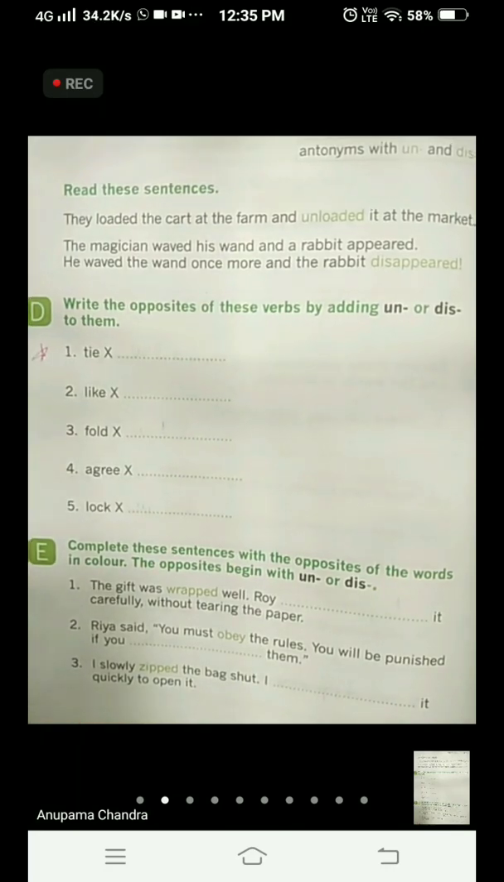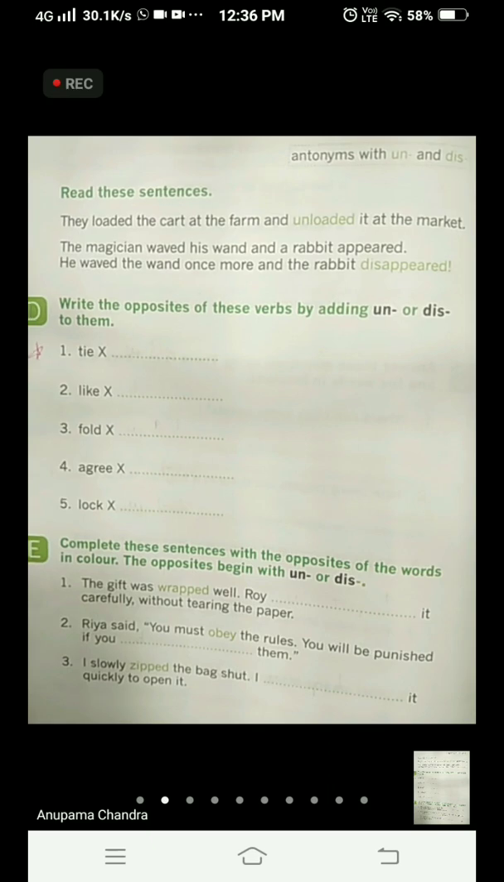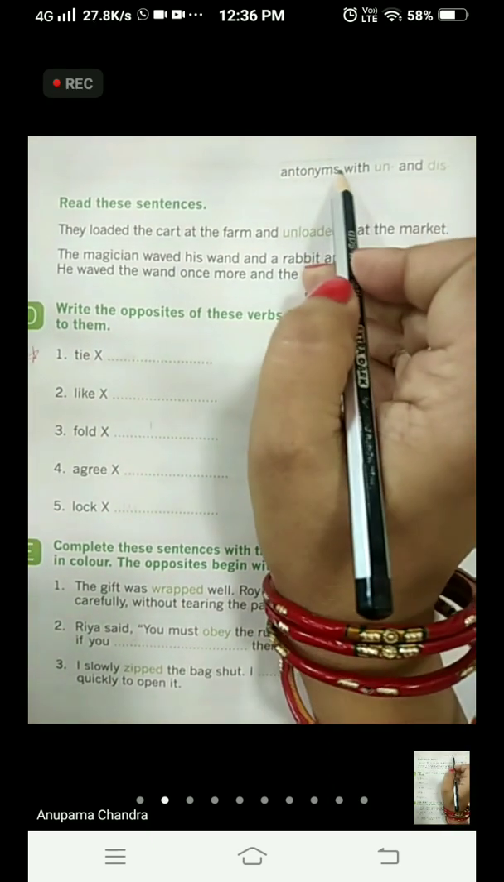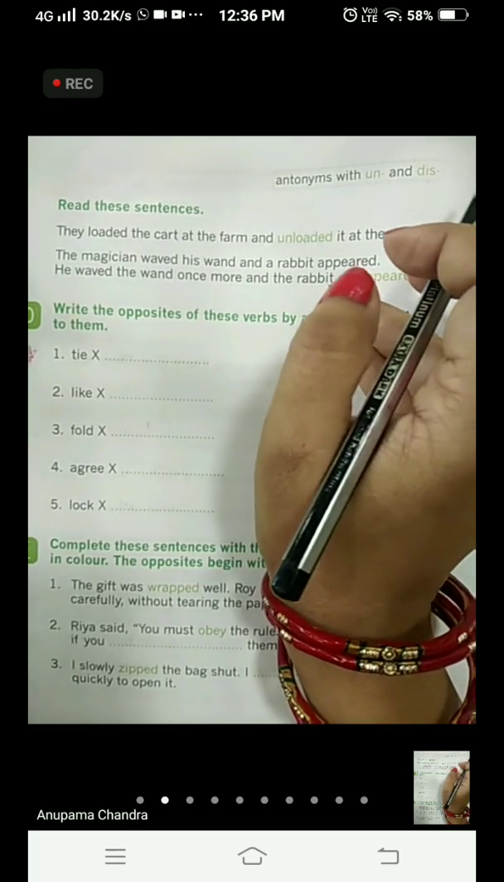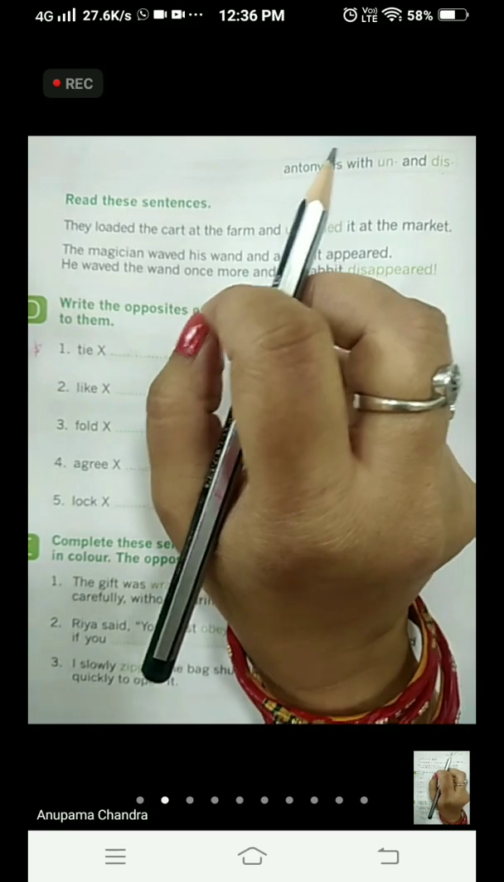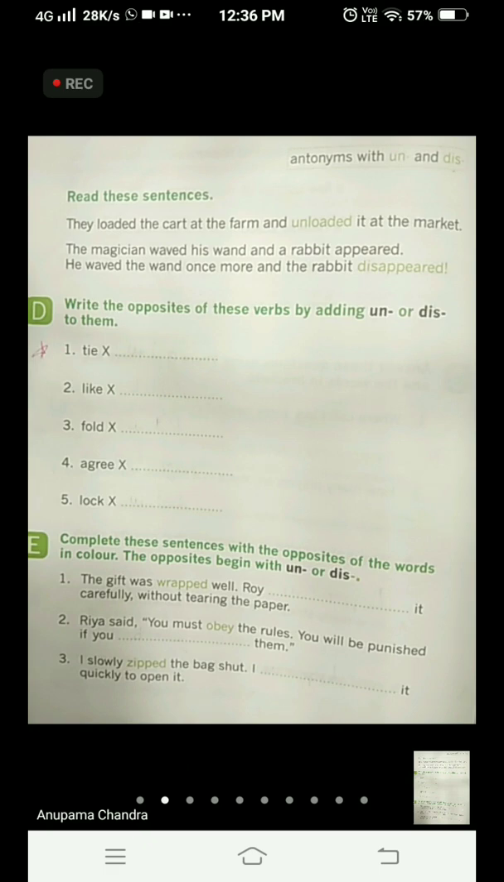So children, we are going to do page number 104 today. So let's start children. Today we are going to do antonyms. Antonyms with UN and DIS. Okay, what is antonyms? Antonyms is a word with a meaning completely different from the meaning of another word.